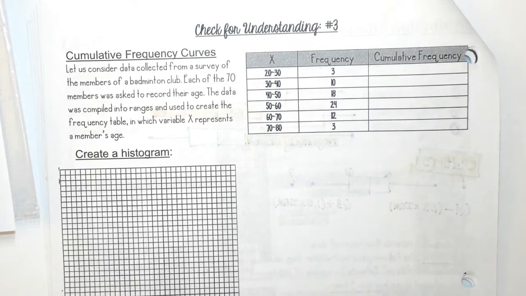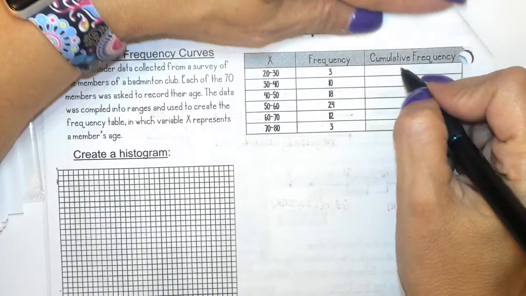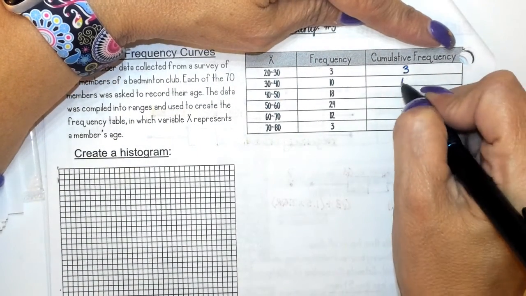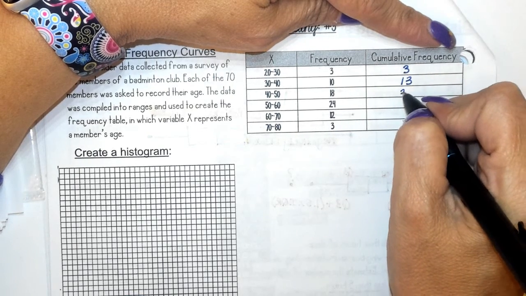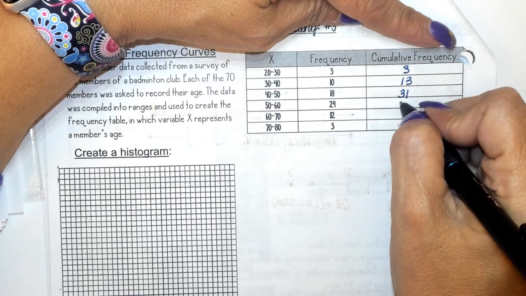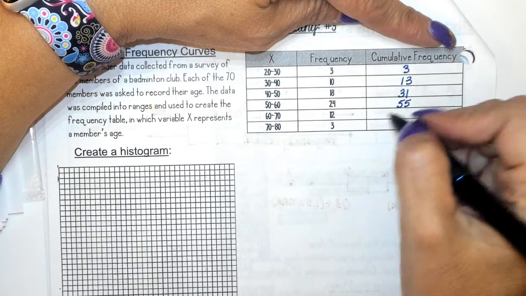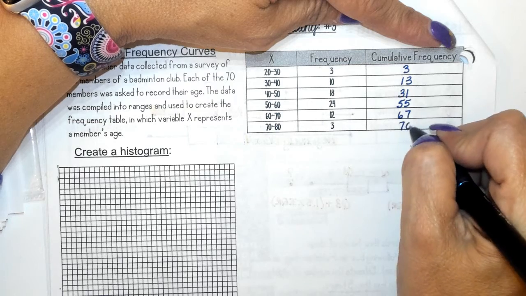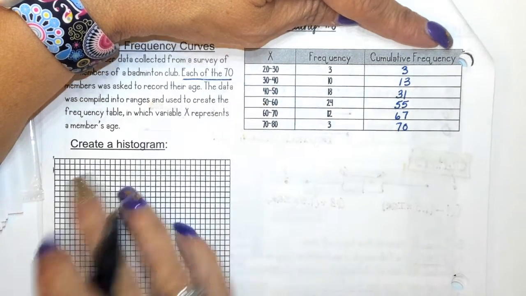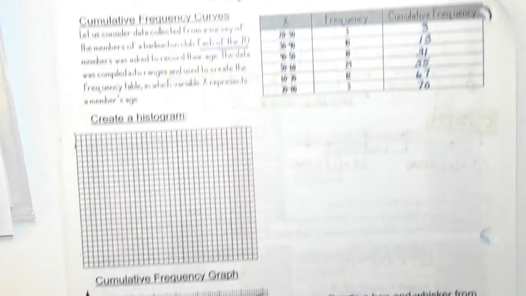So let's take a second. Let's make the cumulative frequency. Pause your video, see if you can do it. I'm going to do it as well. So I'm going to start with 3. 3 plus 10 is 13. 13 plus 18 is going to be 31. 31 and 24 is going to be 55. 55 and 12 is going to be 67. 67 and 3 give me 70. And I know that each of the 70 members, there's my 70 people right there. Now I want to create a histogram.